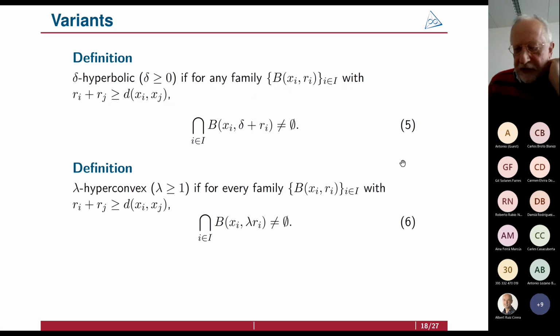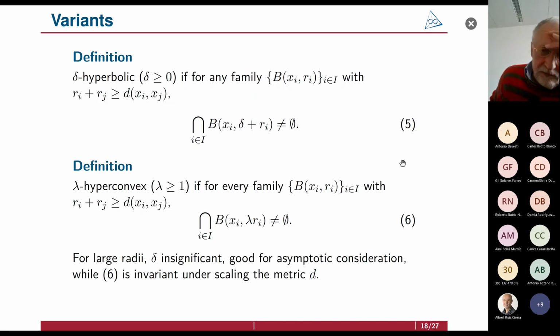Or you could look at a multiplicative factor. You don't ask that the balls of radii Ri intersect, but you only ask that the balls of radii lambda times Ri, where lambda is, of course, at least 1, do have a non-empty intersection. That is what is called lambda hyperconvexity. Delta hyperbolicity, additive, and lambda hyperconvexity, multiplicative. For large radii, of course, delta becomes insignificant, and so it's good for asymptotic considerations, in particular in the scheme of Gromov. That is a very natural property, whereas the lambda hyperconvexity is naturally invariant under scaling of the metric D, so it also has its advantages.